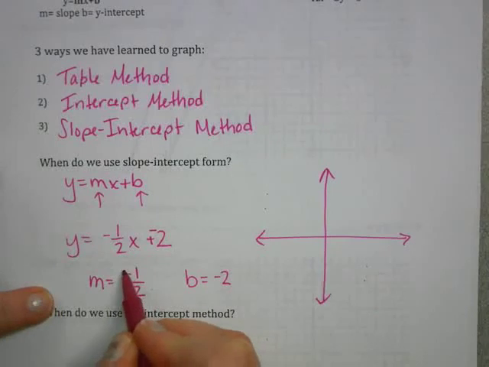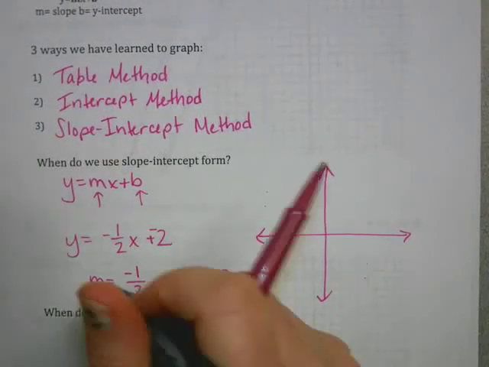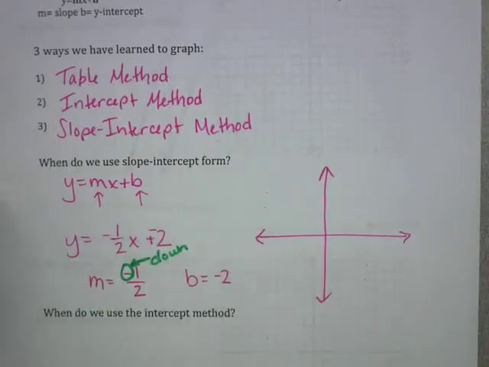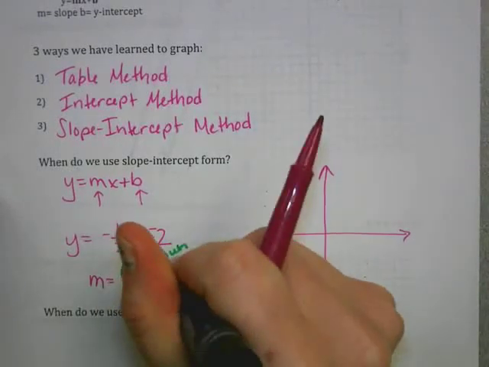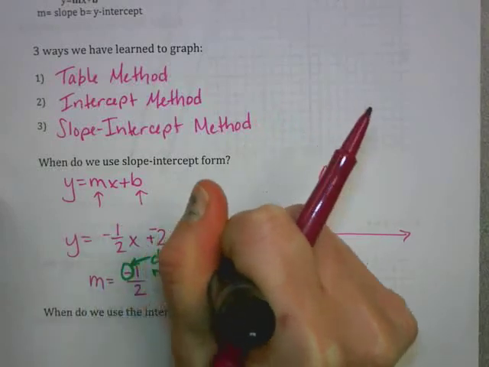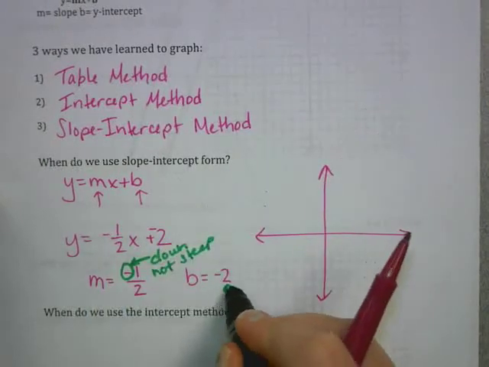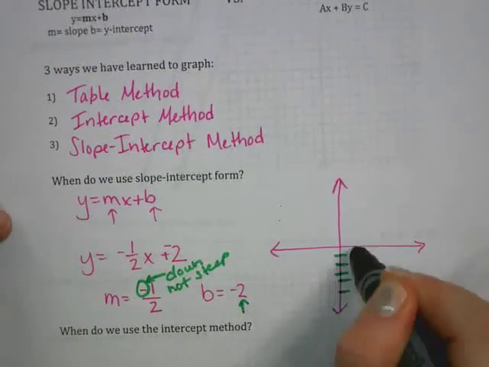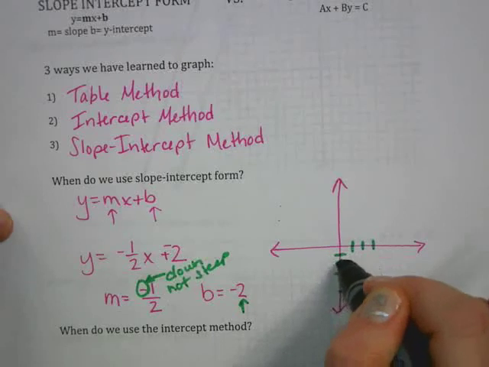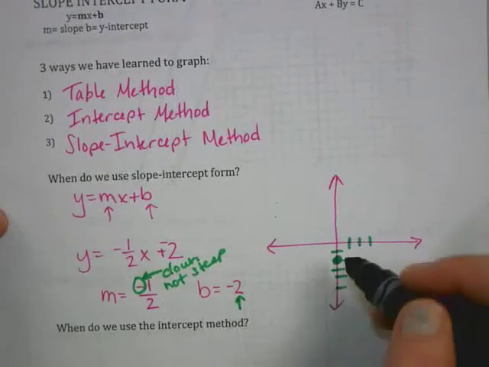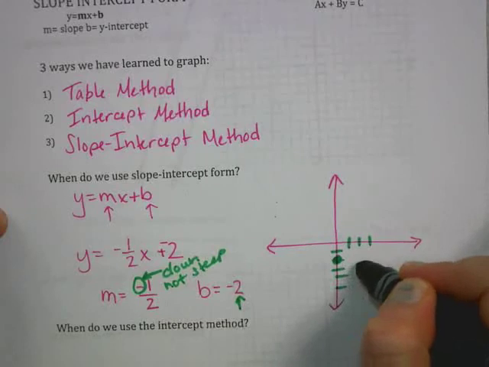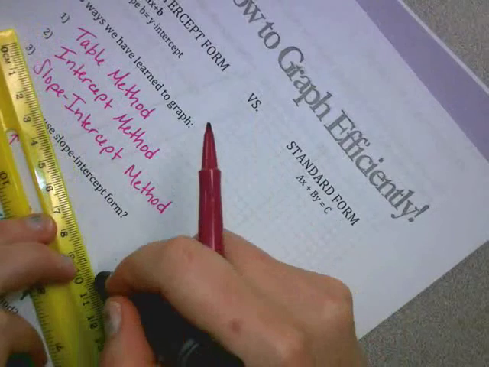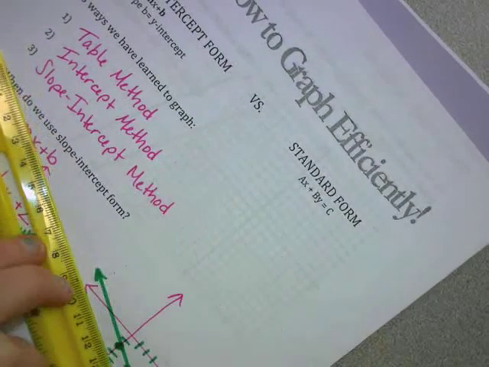So based on this negative sign here, my slope, that negative there, means that my line's going to go down. And because -1/2, the absolute value of it, is less than 1, it's going to be not steep. And my y-intercept is -2, so I'm going to begin at -2. So if I start at 0, -2, that's my beginning point, my y-intercept, and then I go down 1 and right 2, there is my line. So that was really easy to graph because it was already in slope-intercept form.